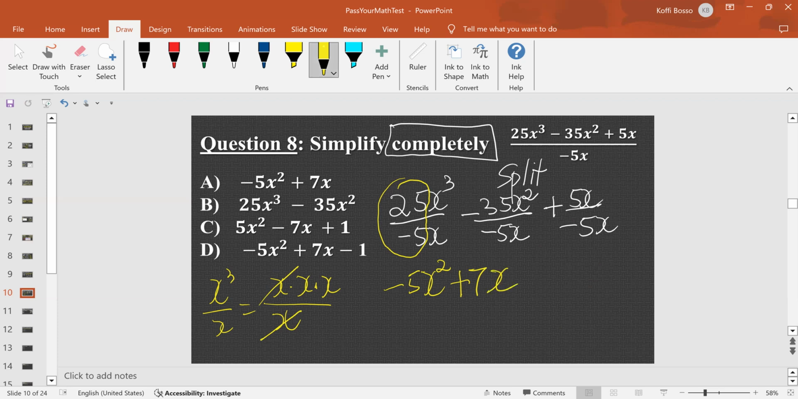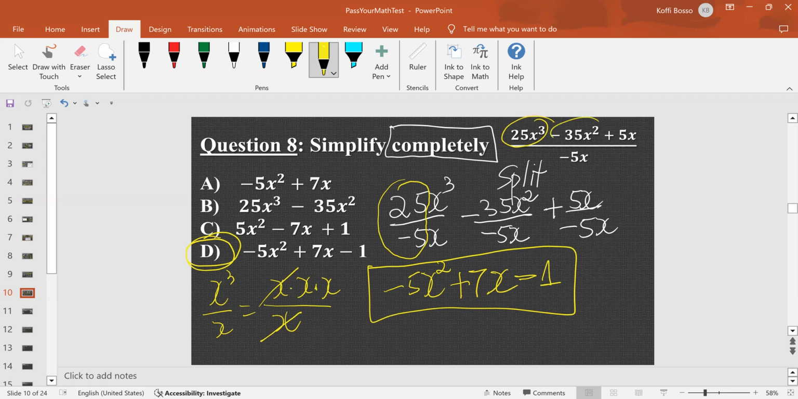We continue. What is positive 5x divided by negative 5x? It is -1. So the correct choice here is... understand that we have 3 terms on top. So after you split and you simplify, you should have again 3 terms. It is this. The reason choice D is the correct choice. By mistake, if you choose choice A, it is not good. That means you are losing 1 term.